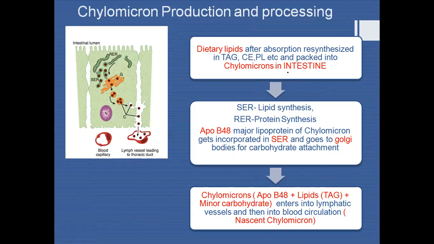Okay, so this particular slide has been described in detail in here, that the site of the synthesis of chylomicron will be the intestine. Okay, then there will be role of SER or RER. From RER, it gets its protein part, that is the ApoB48. From Golgi apparatus, it receives its carbohydrate attachment. Then the chylomicron, whose structure mainly will consist of ApoB48, that is the protein part. Lipid part will be triacylglycerol, and then there will be minor carbohydrate. It will enter into the lymphatic circulation, that means in the thoracic duct, and then it comes into the blood circulation.